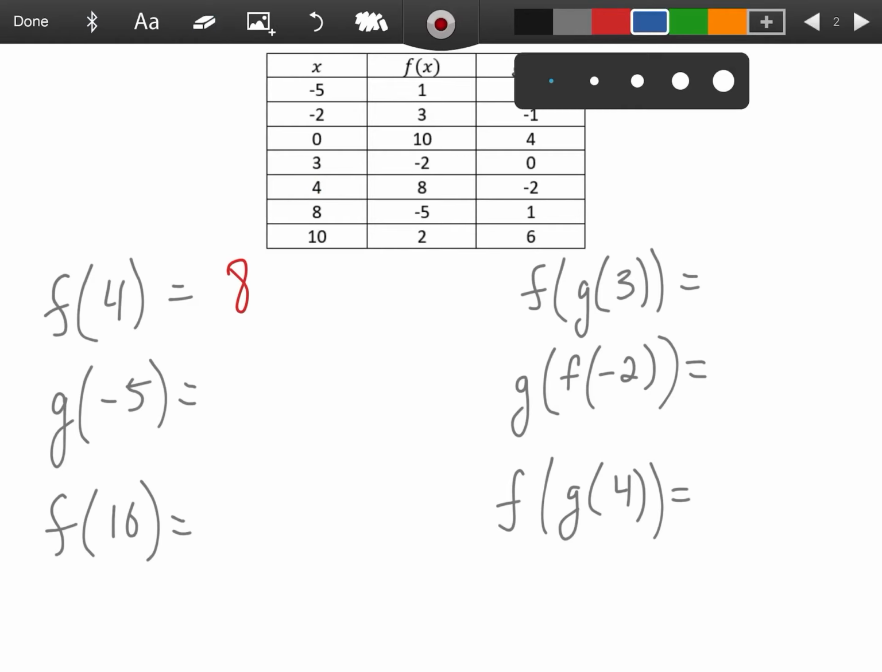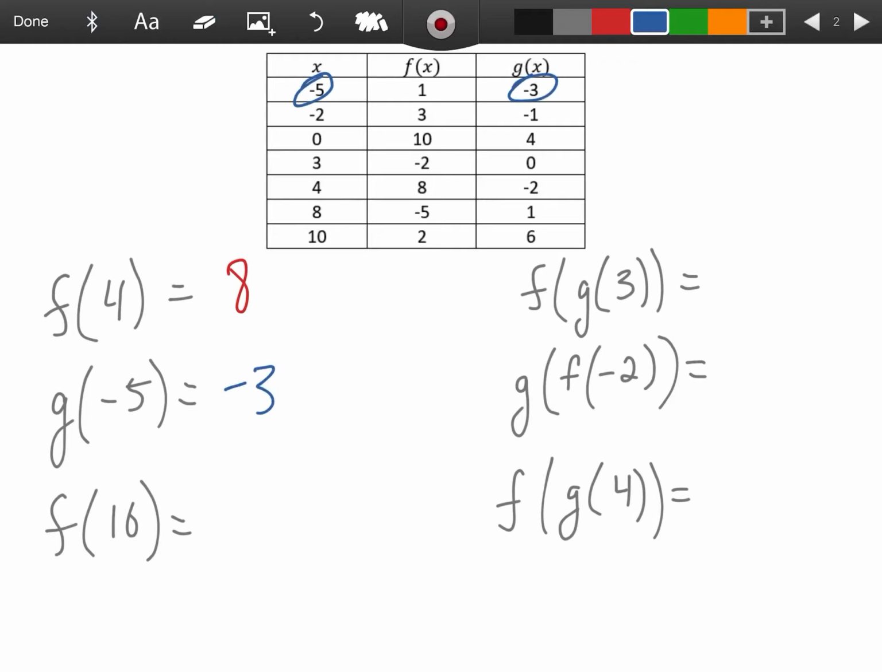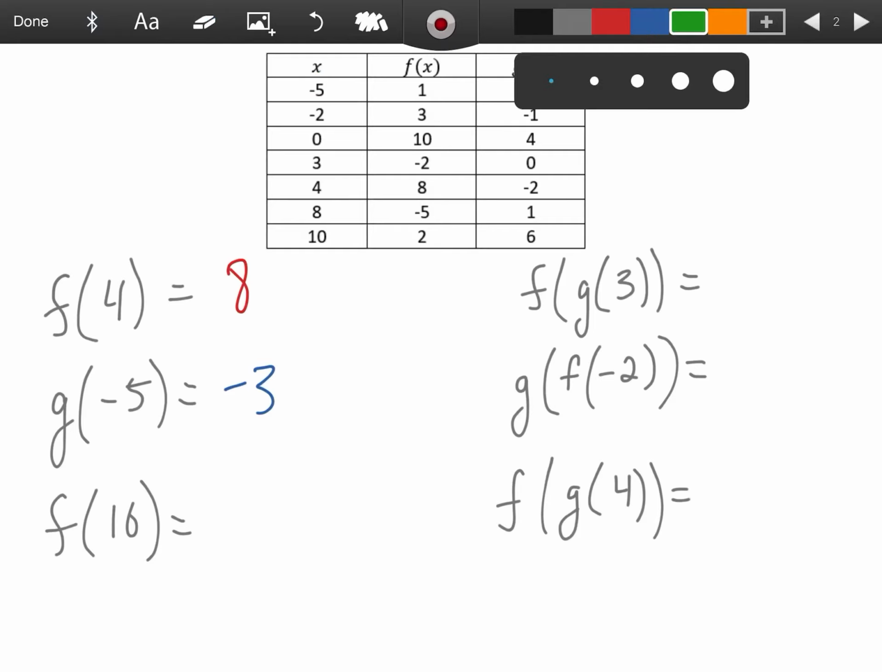For the next one, g of -5. When x is equal to -5, my g of x is -3. So g of -5 is equal to -3. Then f of 10. When x is equal to 10, f of x is equal to 2. So f of 10 is equal to 2. Now over here is when we have the actual function composition.